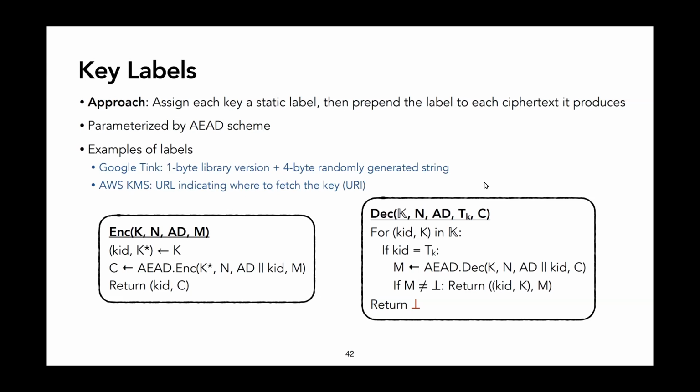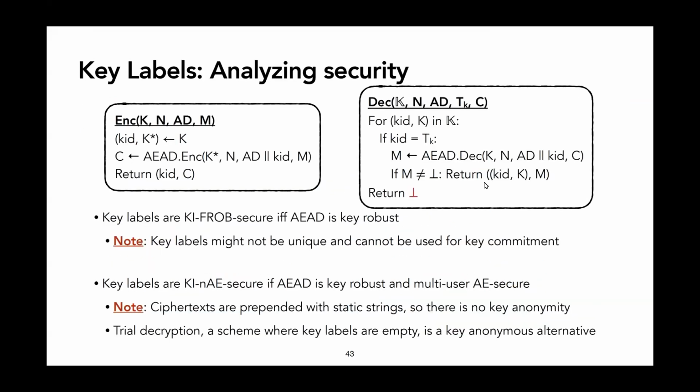Decryption then iterates through the key vector and checks if the key label for the key matches the key tag, in which case we'll try to decrypt with the AAD scheme. If this succeeds, then we'll simply return the key and message. So key labels are KIFROB secure if and only if the AAD scheme used is key robust. Key labels especially might not be unique, and therefore we can't use them for key commitment. Key labels are KINAE secure if the AAD scheme is key robust and multi-user AAD secure. And in particular, ciphertexts are prepended with static strings, so there's no key anonymity.